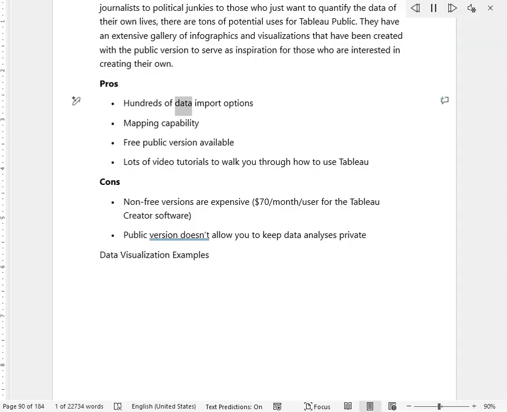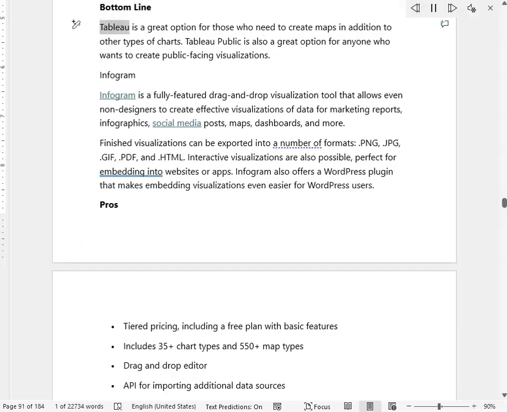Pros: hundreds of data import options. Mapping capability. Free public version available. Lots of video tutorials to walk you through how to use Tableau. Cons: non-free versions are expensive, $70/month/user for the Tableau Creator software. Public version doesn't allow you to keep data analyses private. Data visualization examples. Bottom line: Tableau is a great option for those who need to create maps in addition to other types of charts. Tableau Public is also a great option for anyone who wants to create public-facing visualizations.